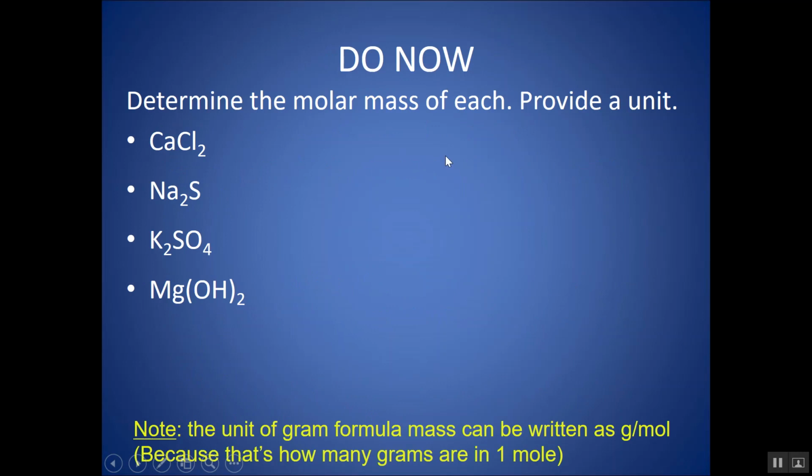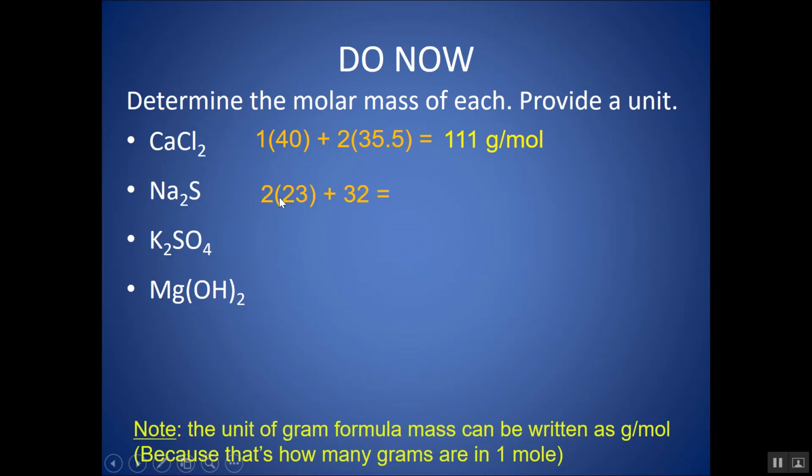Take a moment, try calculating the formula mass or molar mass of each of these things. Provide a unit if I'm asking for molar mass. Take a moment, check your work. So Ca, there's one Ca, it weighs about 40. That's the atomic mass. There's 2 chlorines, the atomic mass is 35.5. And so if I add those up, I get 111. And if it's molar mass, I'm going to put grams per mole, or I could say grams for every 1 mole, because 1 mole would weigh that amount in grams.